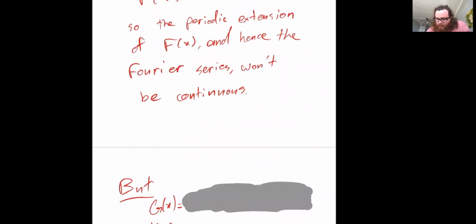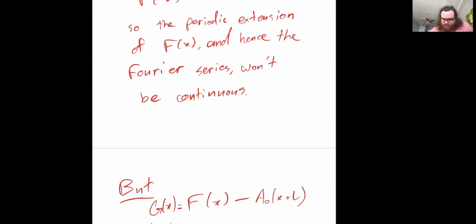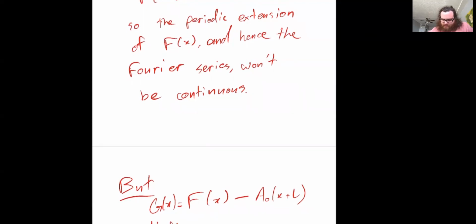Okay. So we're going to define a new function g of x in this way. We're going to take the integrated function F, and then subtract from it A0 times this polynomial x plus L. You can make an interpretation of this term right here. This A0 times (x plus L), in a sense, is a line segment that connects the value F of minus L to the value F of L.